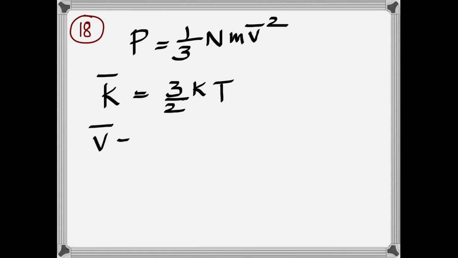1/3 N m V bar squared. What is the N there? The N there is the total number of molecules. M is the mass of one molecule. And V bar is root mean squared velocity.